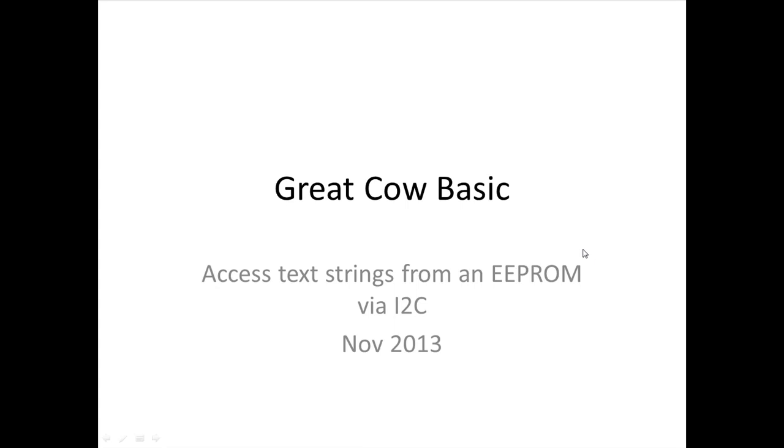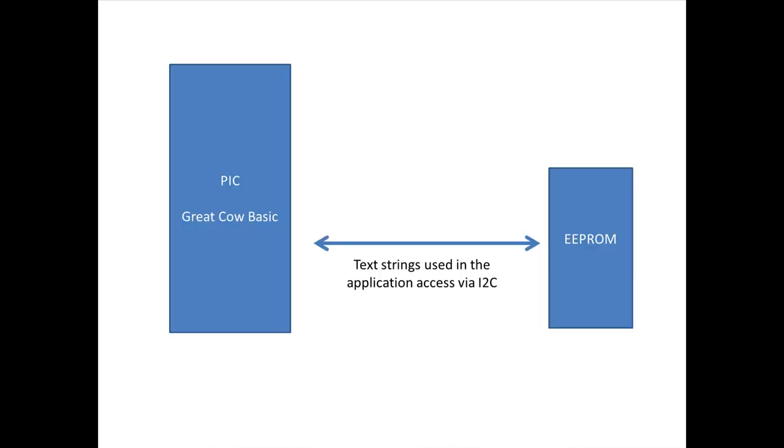Great Cow Basic, accessing text strings from EEPROM via I2C. So it's all part of the I2C program I've been trying to sort out for my project. This is what I had for my project, actually. In fact, I've actually had a PIC. It's a Great Cow Basic program, PIC programmed, and it's got some text strings in an EEPROM over here. And I'm going to get those text strings out of that EEPROM onto my screen. So I'm going to put them in initially and then recall them out, okay? And I'll show you that.